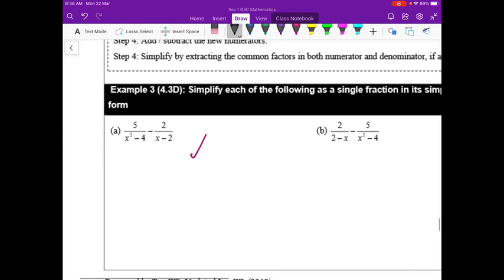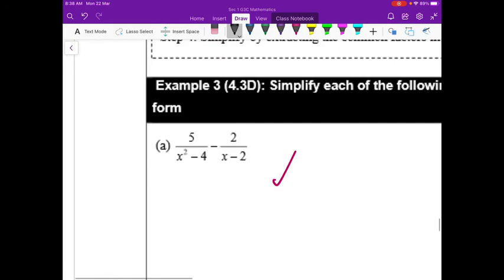Okay, here. The same approach. Look at the denominators. Are there common factors? If there are, you can find an LCM. You can always find an LCM, but if there are common factors, there is an LCM that can be found, which is not just multiply the two denominators together. Okay, so look at this.